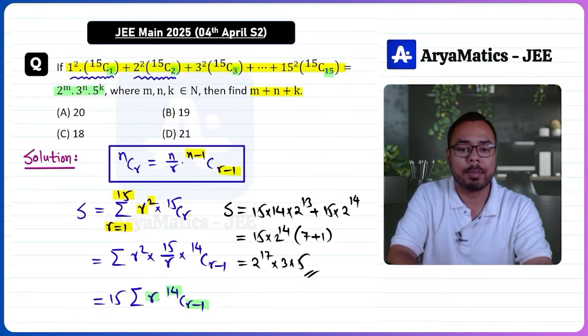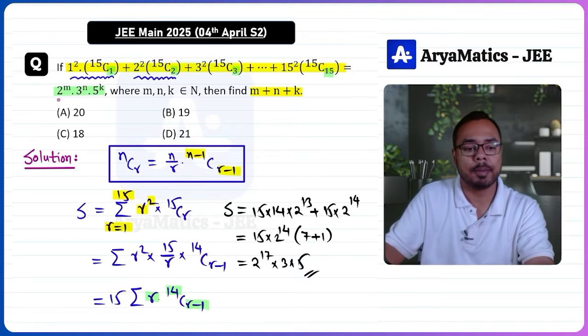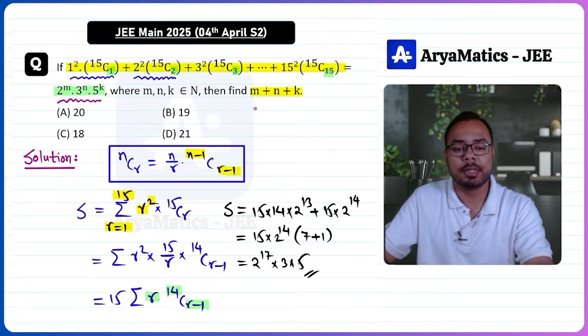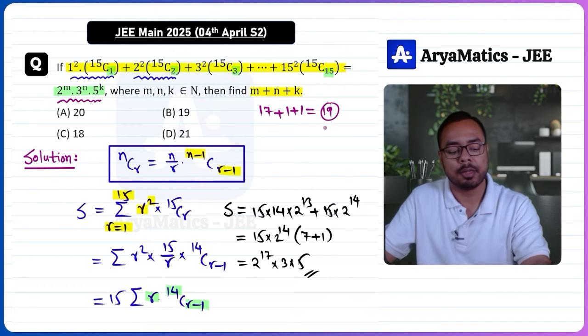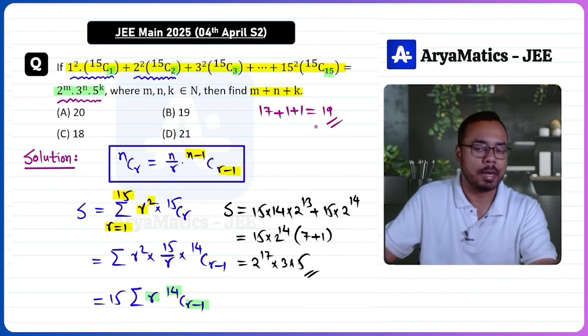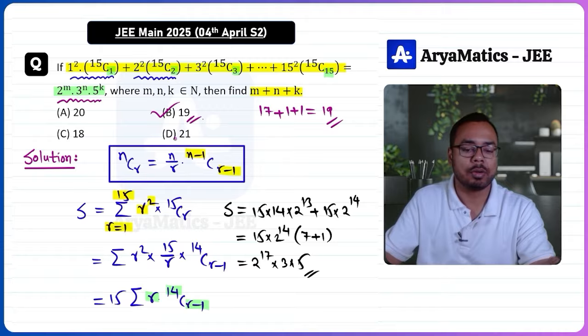Now we need to compare this sum with 2 raised to m, 3 raised to n, and 5 raised to k. So clearly you can see that m will be 17, n is 1, and k is also 1. So that means this sum will become 19. So the correct answer for this problem will be the second option.